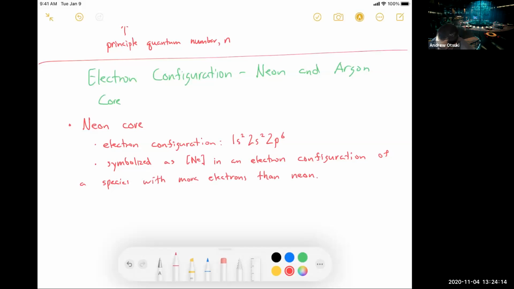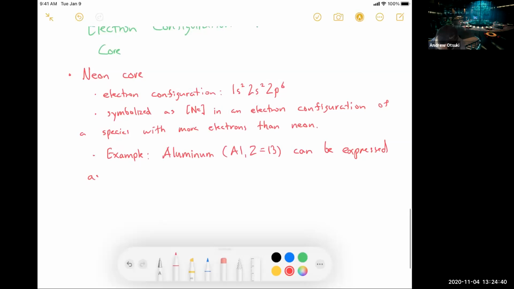So for example, where will we see this? Here's my example. Say I have aluminum. Aluminum is Al, so make sure you practice with the symbols. Z equals 13. It can be expressed as, we take neon, and then we have 3s2, 3p1.